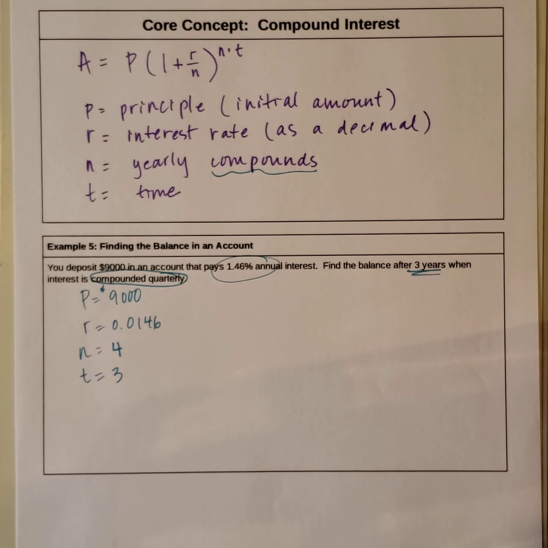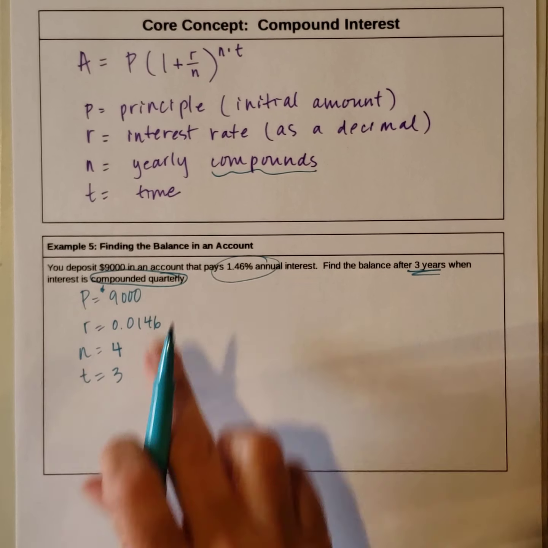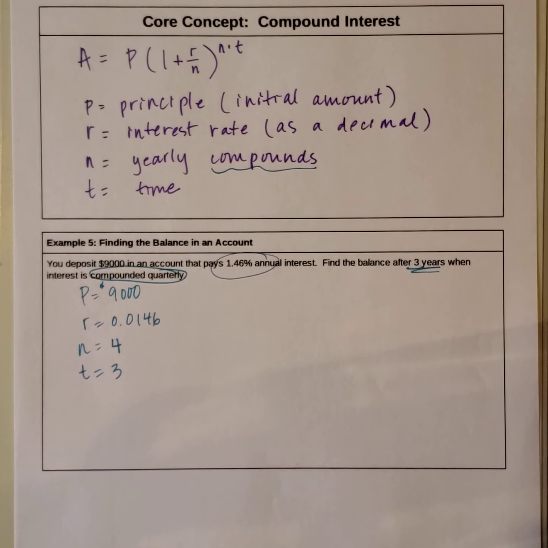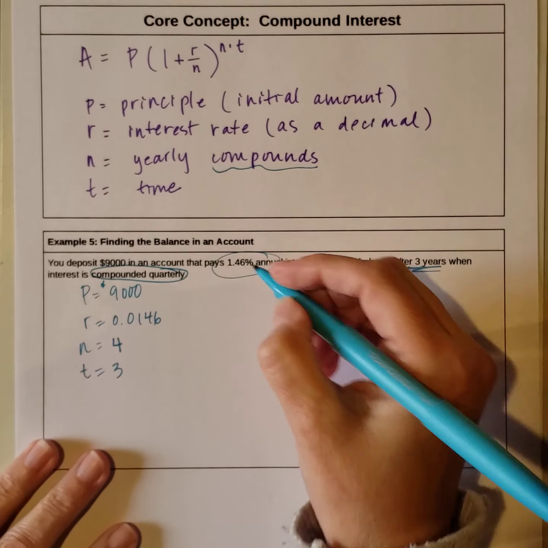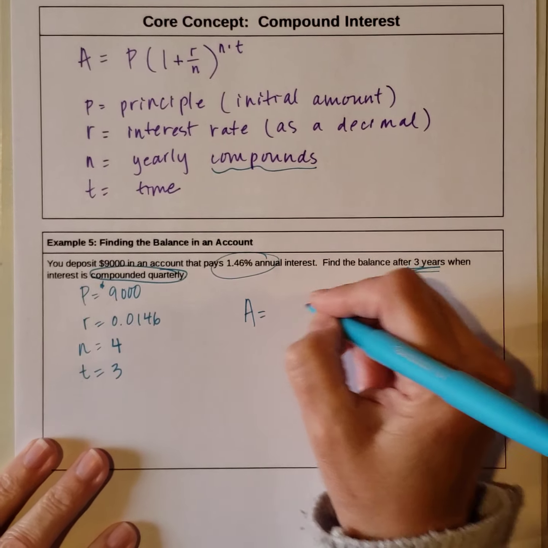So we're starting with $9,000. Our rate is 0.0146. We're looking at it quarterly, so that's 4 times. And then we are looking at it over 3 years. So now let's plug this into our formula.